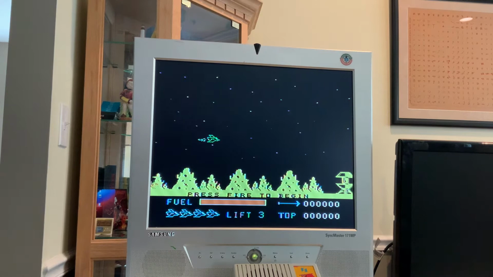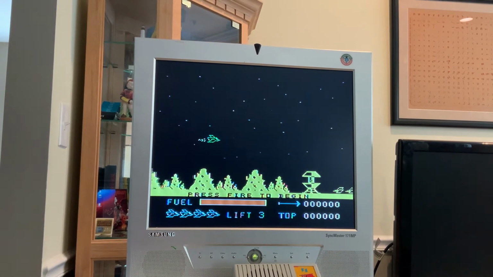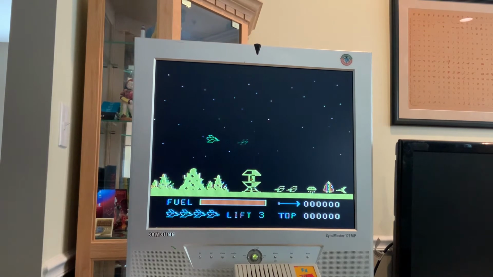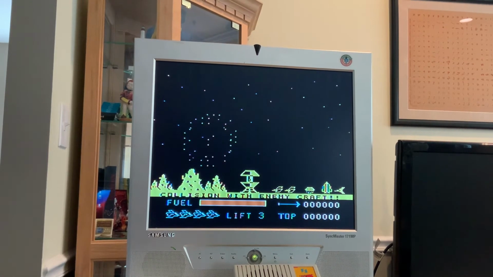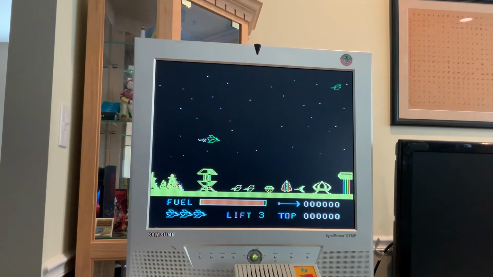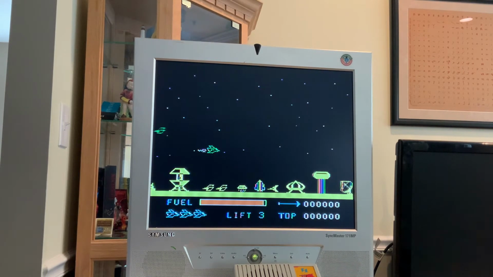Press fire to begin. Alert. Alien craft advancing.